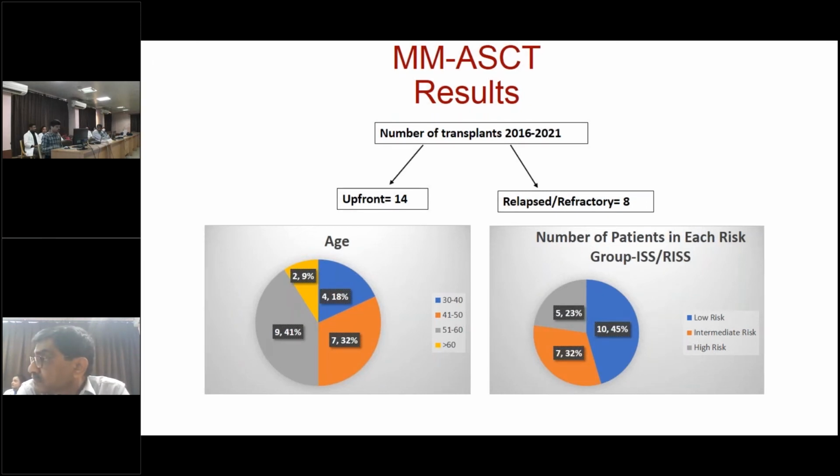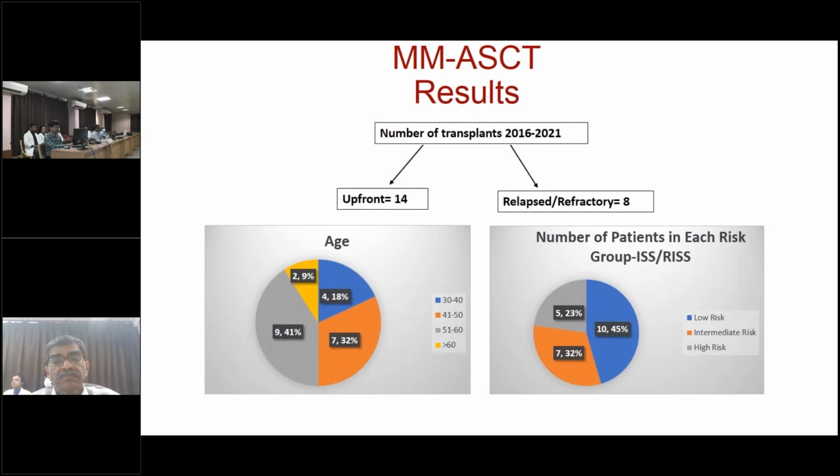Good morning. Continuing from where Dr. Gopinath has left, we'll discuss the ASCT results of our department. In the span of the past 5 years, we have conducted about 22 transplants, and despite COVID, the number is further increasing. The number of transplants conducted upfront was 14. In the relapse refractory category, it was 8.